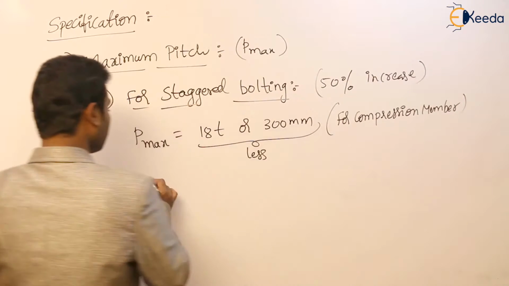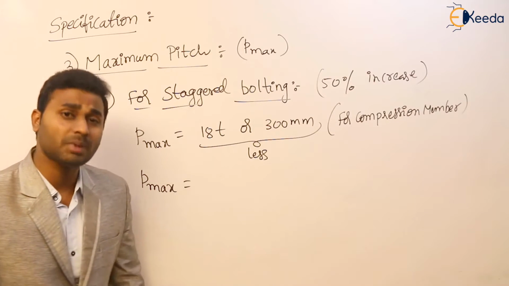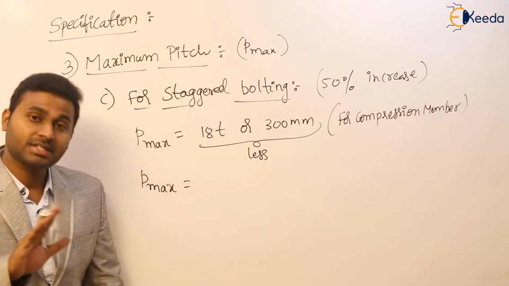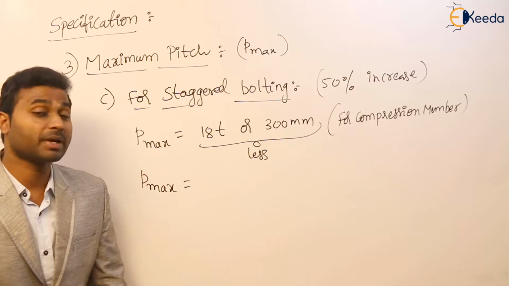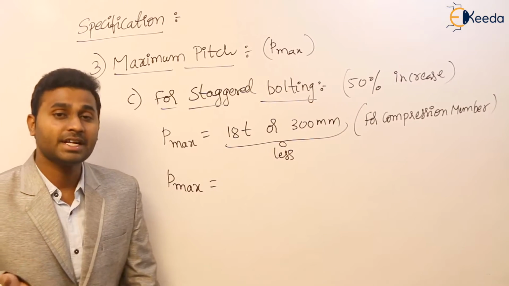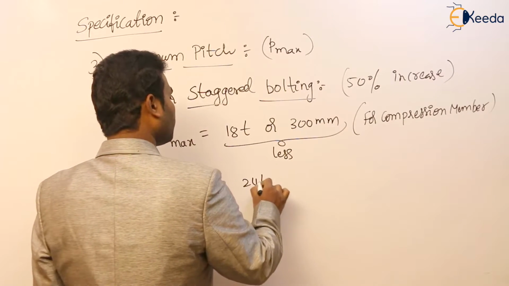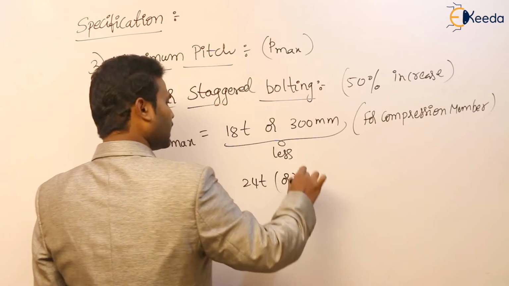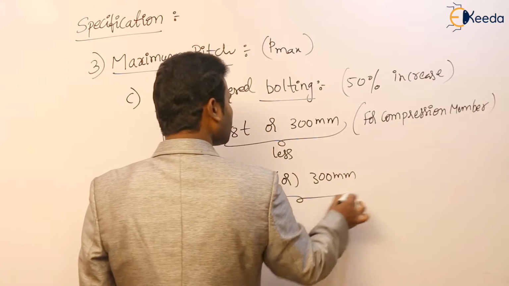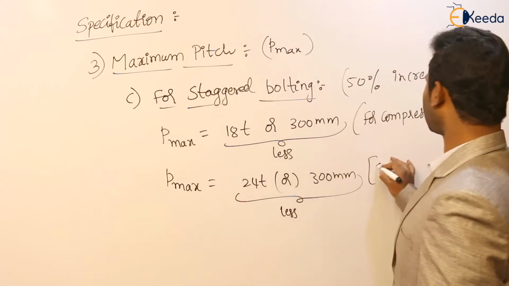Next, for the tension member. You tell me, what is the maximum pitch for the tension member? 16T or 200 mm. So what is the 50% increase in it? 50% of 16 is 8, so 16 plus 8 is 24T or 300 mm, whichever is less out of these two. So this is for the tension member.